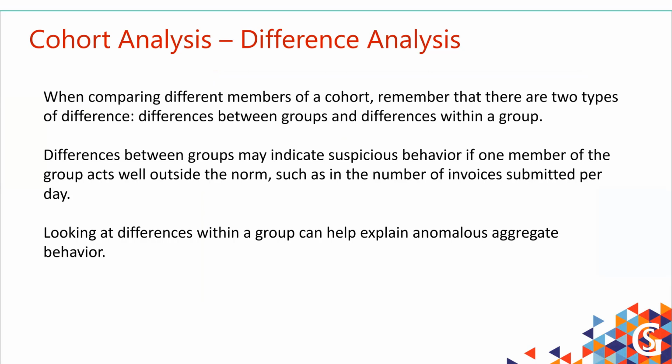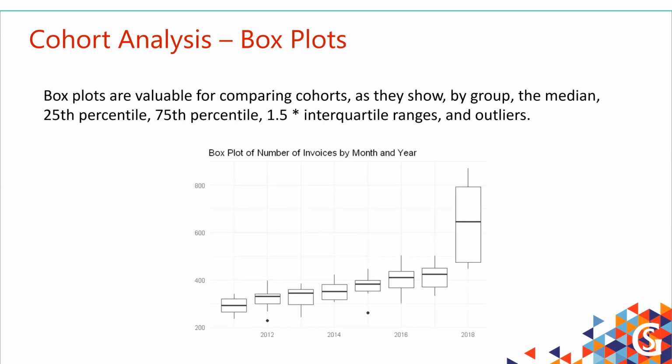When you're comparing different members of a cohort, keep in mind that there are 2 different types of differences. You have differences between groups, so vendor 5 has different behavior from the other vendors. There's also differences within a group. Vendor 5 may have sold a different amount in 2017, 2016, 2015. They may have changed significantly in 2018. One of the ways that we can look across groups and within a group is called a box plot.